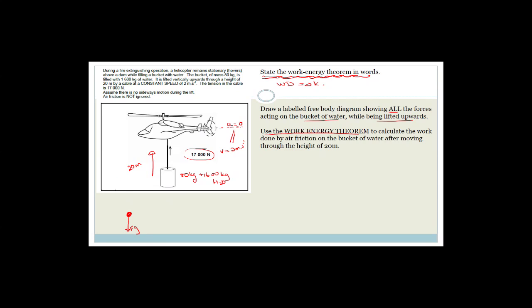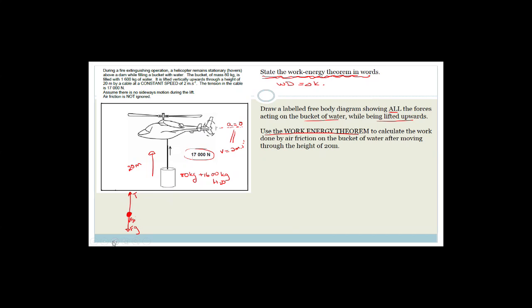And we've got the tension. And obviously the force of gravity is also going to be the force of gravity of the water, which is much bigger. So let's just do this one as the force of gravity of the bucket. You don't have to do it separately, I'm just doing them separately so you can see. Those are the only forces acting on it.